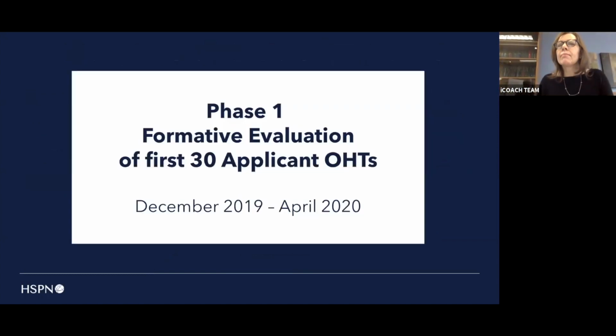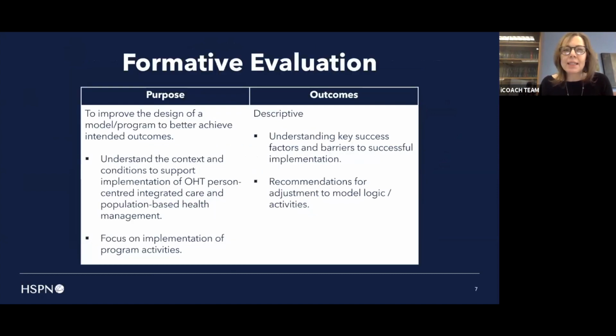Thanks, Walter. As just mentioned, this is the first phase, looking at all 30 applicants. It's taking place as of now and proceeding into the new year. Next slide, please. So what is formative evaluation? Its purpose is to improve the design of the model that you are thinking about developing for your target populations, to better achieve the intended outcomes.